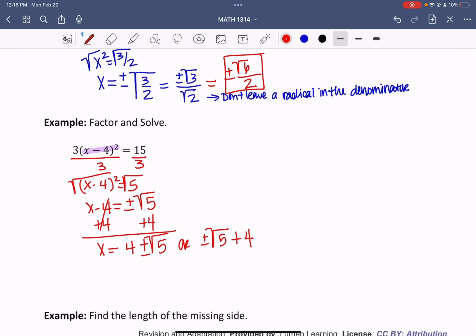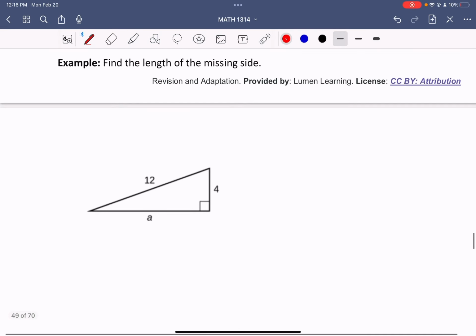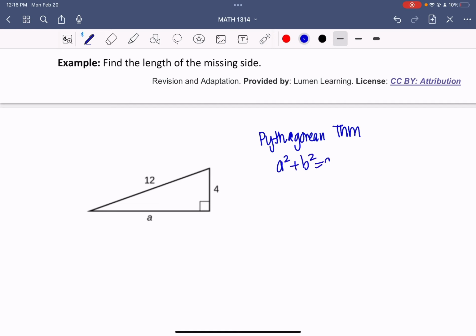Let's look at the application of this. Find the length of the missing side. If you remember from your math knowledge, the Pythagorean theorem states that in a right triangle, a squared plus b squared is equal to c squared. So if in this triangle, I'm trying to find the side that's missing, let's call this A, B is always your other side, and then C is your hypotenuse.